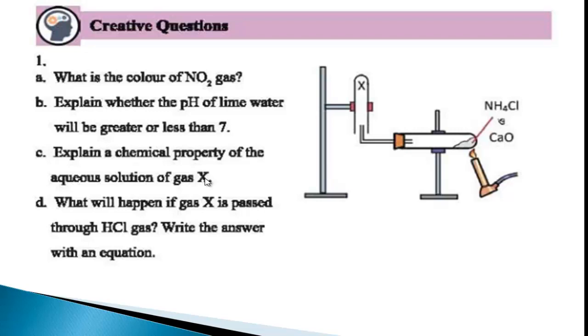Now D number question is what? What will happen if X gas is passed through HCl gas? It's a very easy answer, because a neutralization reaction will occur, isn't it? X gas is basic in nature, and when it is passed through hydrogen chloride gas, which is acidic, then what is produced? Ammonium chloride. So write the answer with an equation. So ammonia plus hydrochloric acid, hydrogen chloride gas, is equal to ammonium chloride.